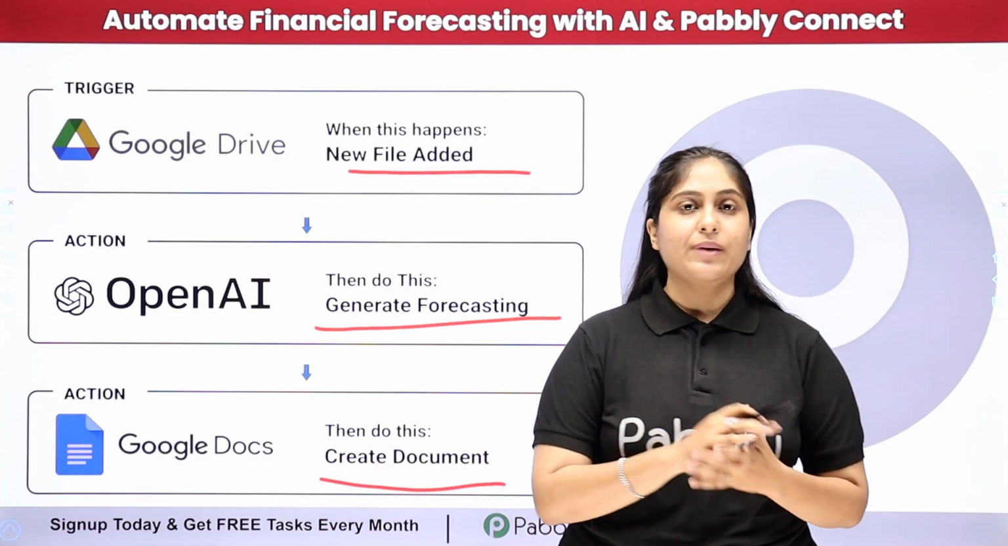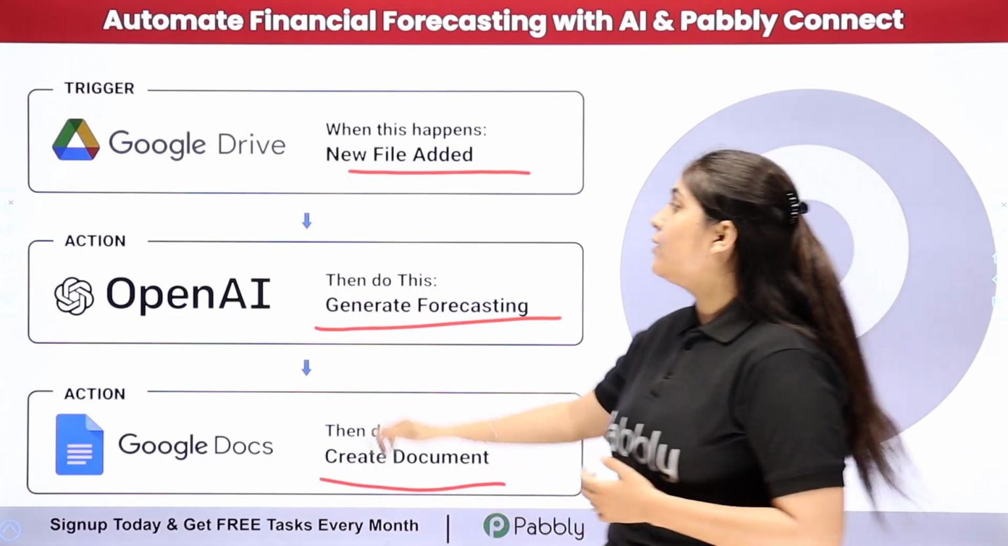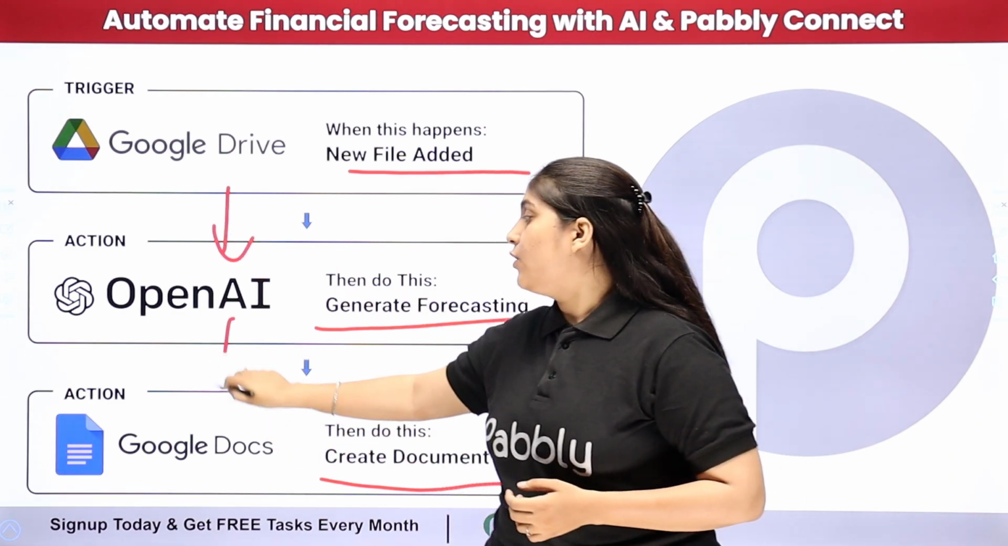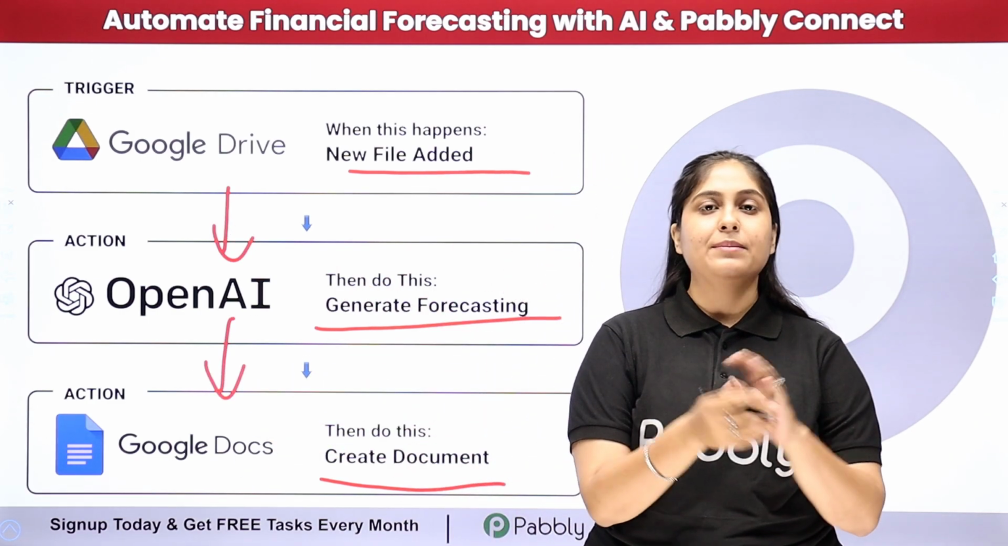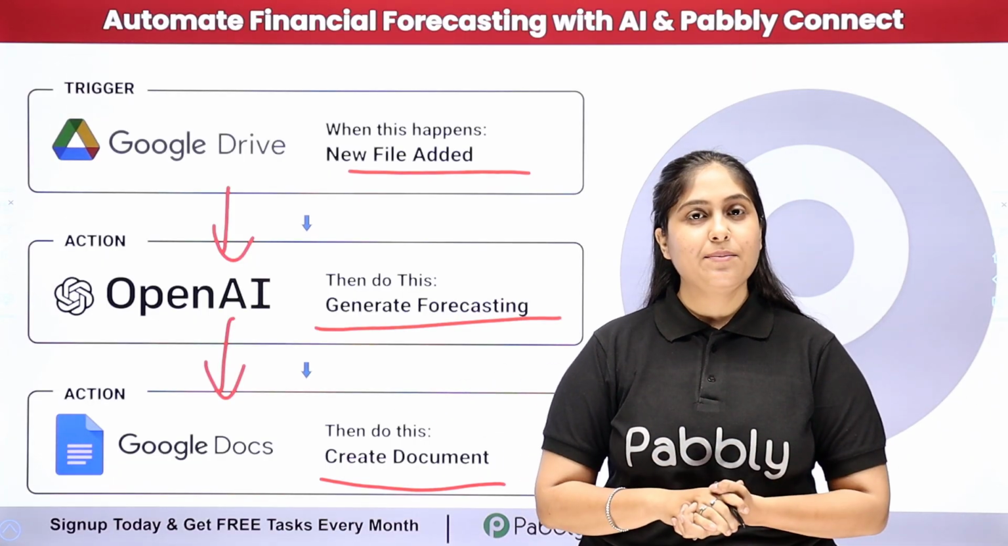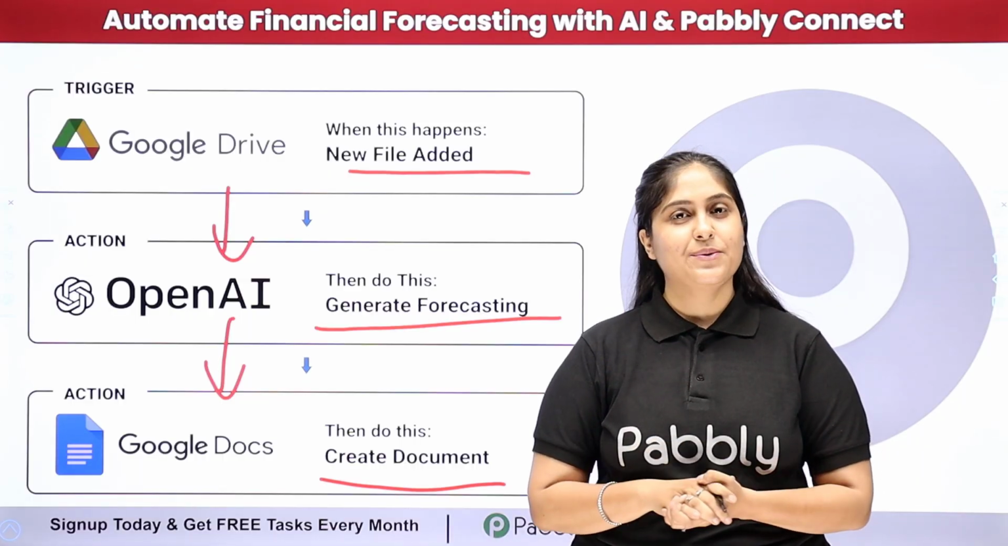So here, to automate the entire process, I need to connect my Google Drive with my OpenAI account and Google Docs using an automation software named Pabbly Connect. So to see the working of this automation and to learn this process step by step, let me take you to my screen.